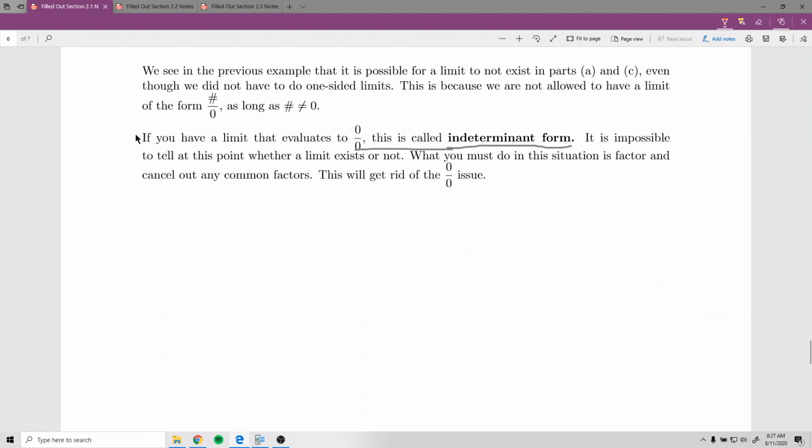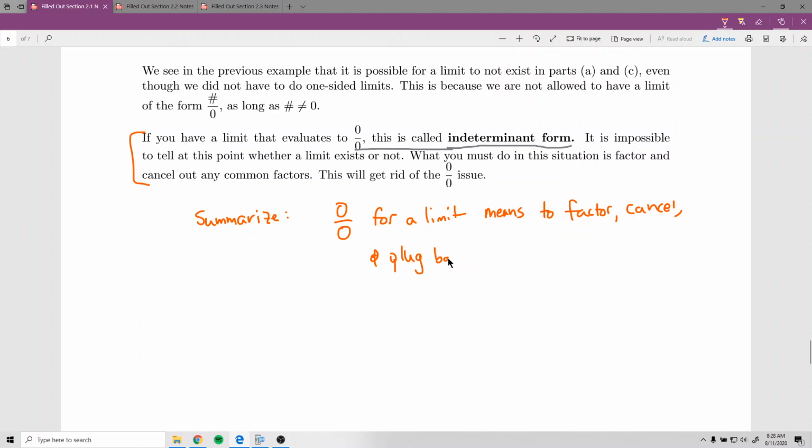Alright, so just to summarize this, because it's so important. 0 over 0 for a limit means what you want to do is factor, cancel, and plug back in. Because you're going to plug in at the start, you're not necessarily going to know if it's 0 over 0 just from looking at it. So if you do get 0 over 0, this is what you're going to do.